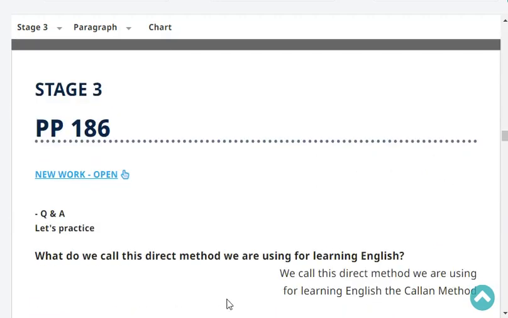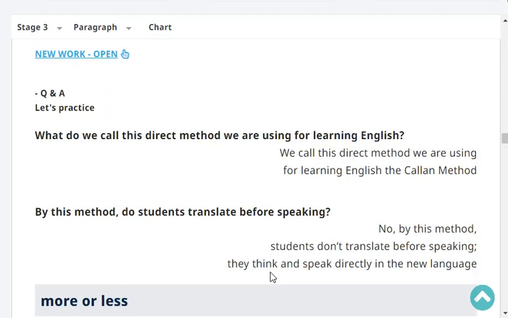Okay. What do we call this direct method we are using for learning English? We call this direct method. One more. This direct method we are using for learning English, the Callan method. Very good.